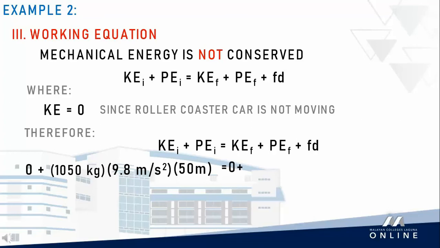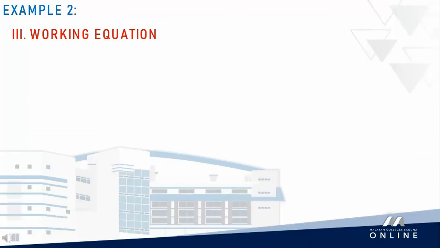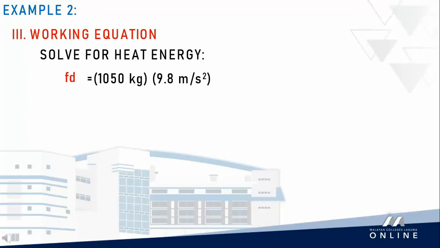The final kinetic energy plus the final potential energy, which we will compute using mgh again, but this time using the final elevation of 30 meters, plus Fd, which is still unknown. This Fd is the energy dissipated as heat. Let us have some calculations here. Force is equal to mass times gravity, then displacement is 50 meters minus 30 meters, which we will have 2.06 times 10 raised to 4 joules.